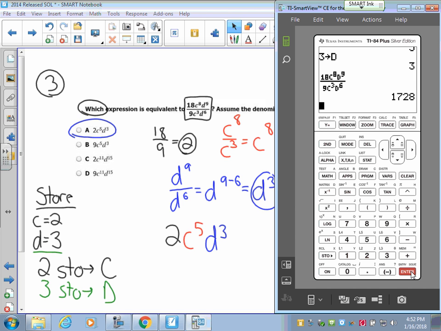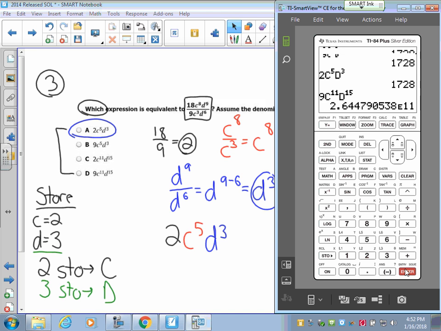Doesn't really matter what I get. I need to check all of these options and to see which one gets me 1728. So if I try A, 2c to the 5th, make sure you hit the right button, d to the 3rd, you see I get the exact same thing. If I try something else, like let's try letter D, you'll see that this won't work. So 9c to the 11th, d to the 15th.